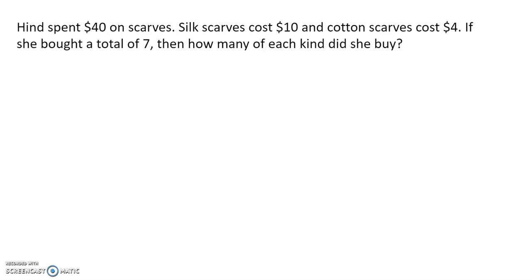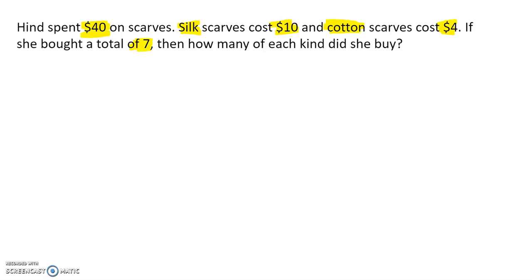Hi there, we're going to solve this worded problem using elimination. Now first, we have to underline or highlight our important information. We have a total of $40. We have silk at $10, cotton at $4, and we have a total of 7 scarves.